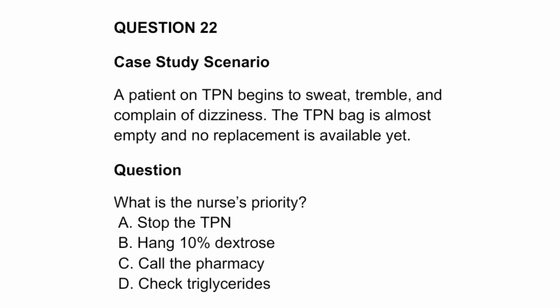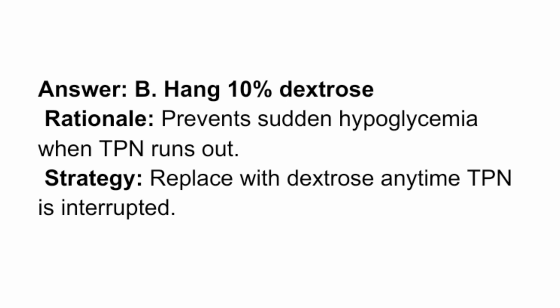A. Stop the TPN. B. Hang 10% dextrose. C. Call the pharmacy. D. Check triglycerides. Answer: B. Hang 10% dextrose. Rationale: prevents sudden hypoglycemia when TPN runs out. Strategy: replace with dextrose anytime TPN is interrupted.